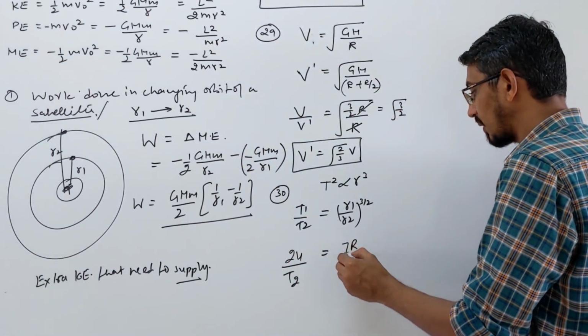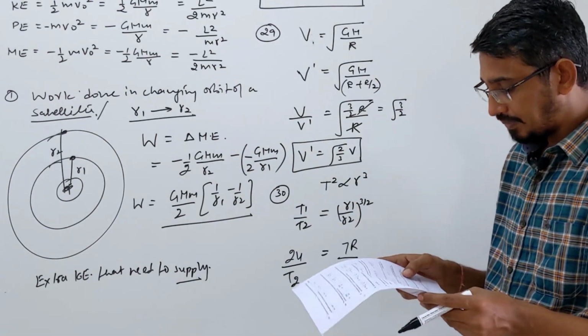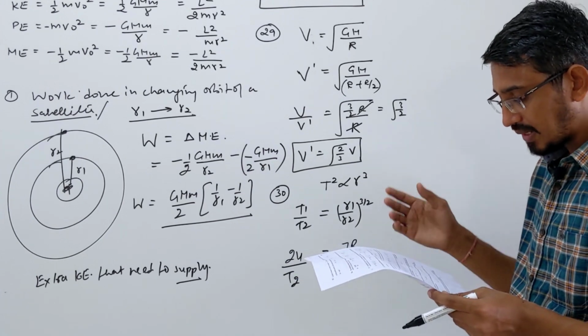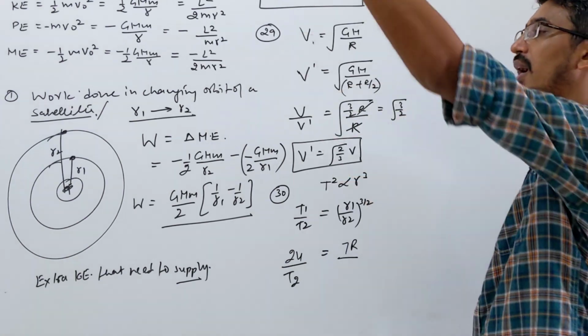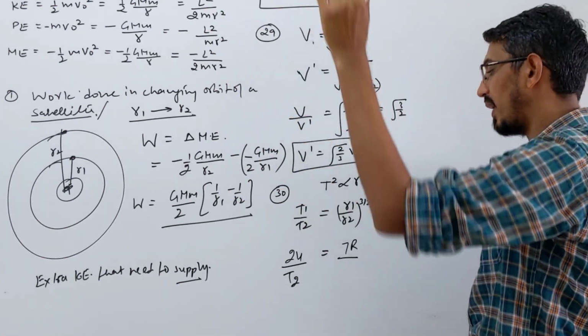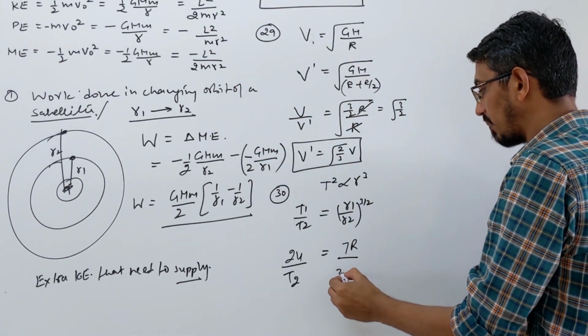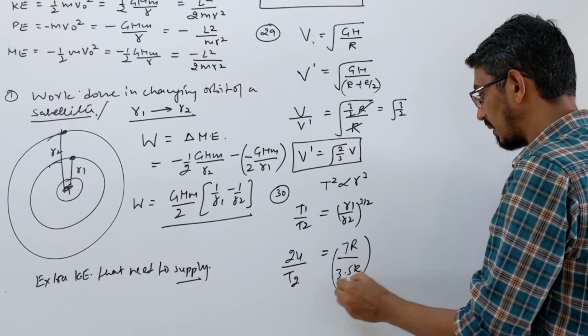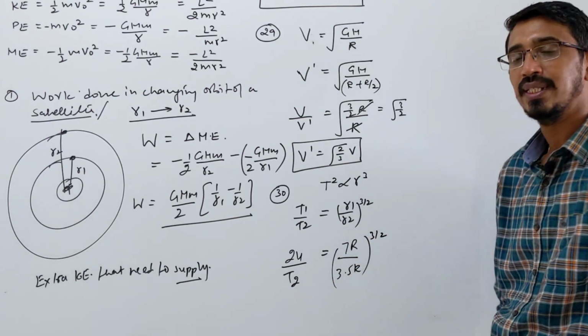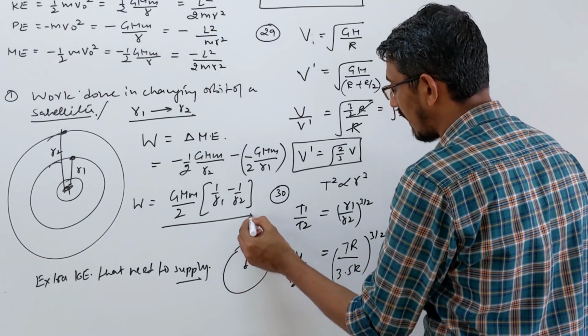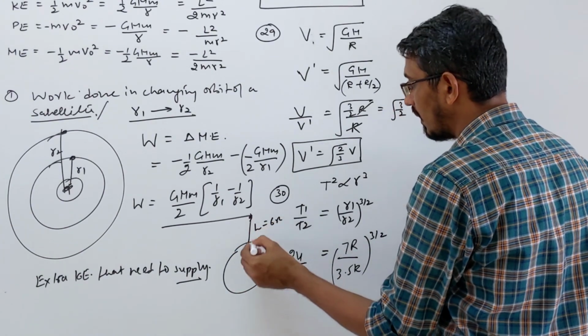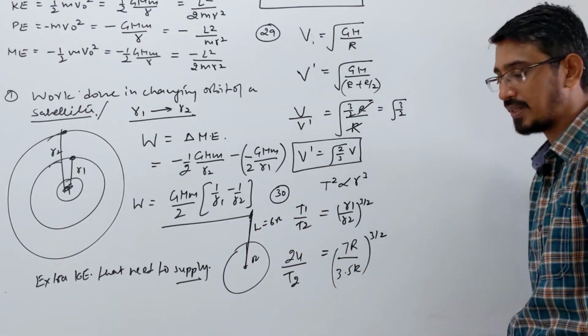7 r. And the time period of another satellite whose height is 2.5 r from the surface of Earth: again, height from surface is 2.5 r plus the radius of Earth becomes 3.5 r, and power 3 by 2. Hope you are understanding this. These heights are given from the surface. This is radius r, and this height h is given as 6 r, so the total distance becomes 7 r. Same thing here.